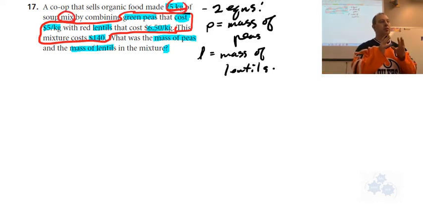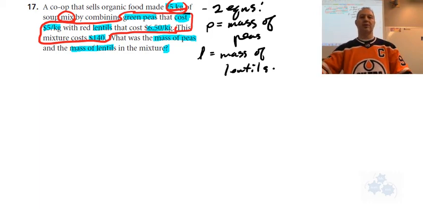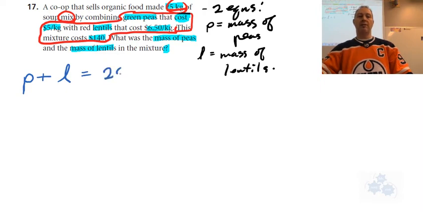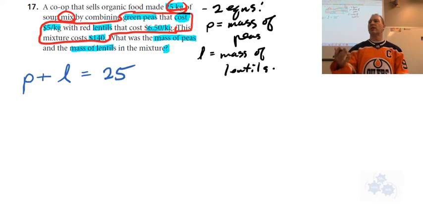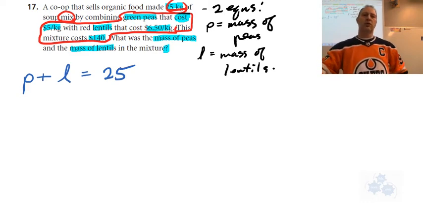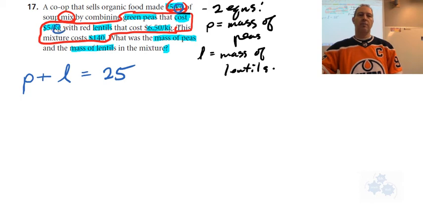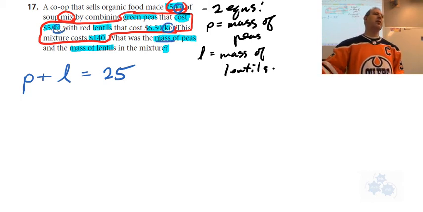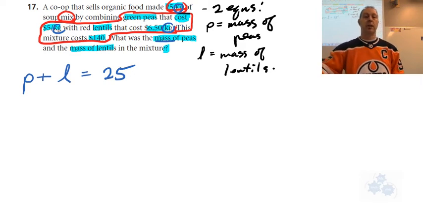Okay, so your equations are going to be really simple ones. Usually it's just a number of things. So the mass of peas plus the mass of lentils. How much is that going to equal from our very first sentence? 25, right? You don't have to put your units in there because the units are the same throughout the question. See, kilograms here, per kilogram, mass is going to be in kilograms. So you don't have to write your units there.